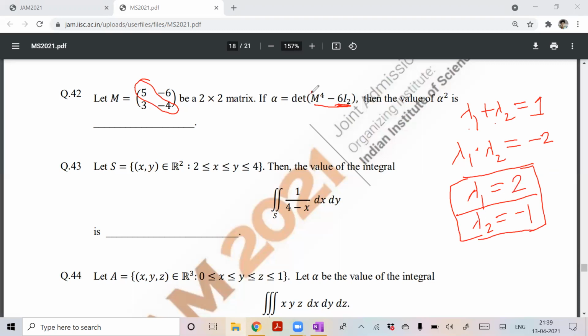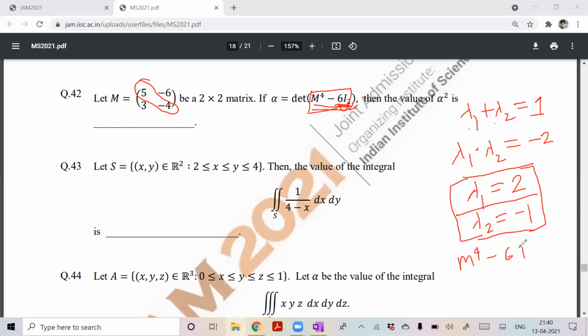So let's find the eigenvalues of this matrix M4 minus 6 I2. This is an identity matrix, that's why we can apply this concept. So the eigenvalues of M4 minus 6 I2, in place of M, so let me say the eigenvalue of this matrix M4 minus 6.